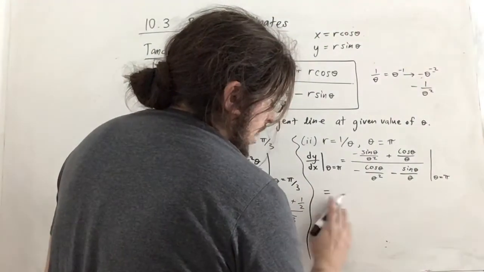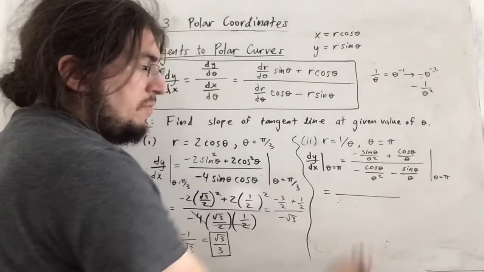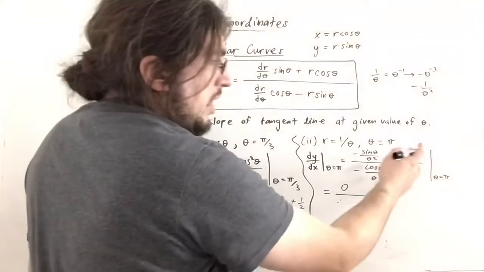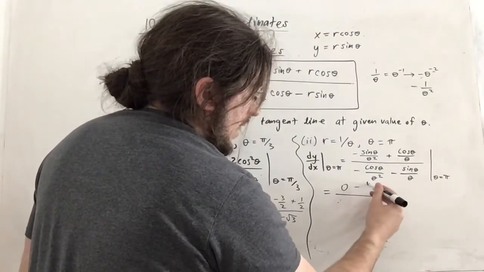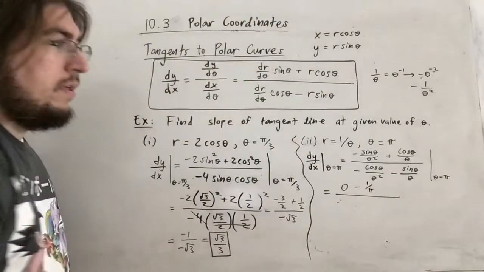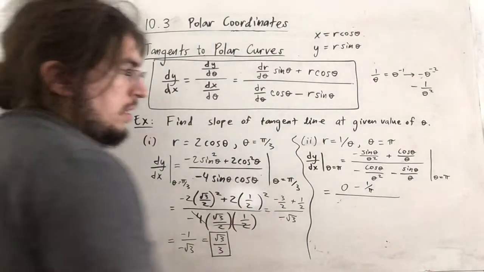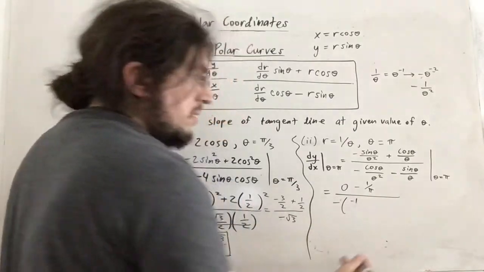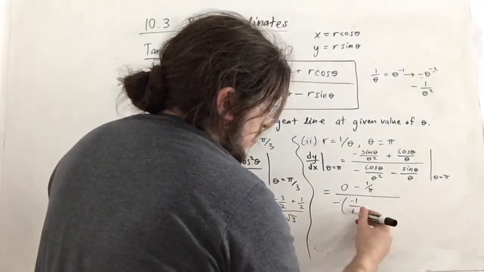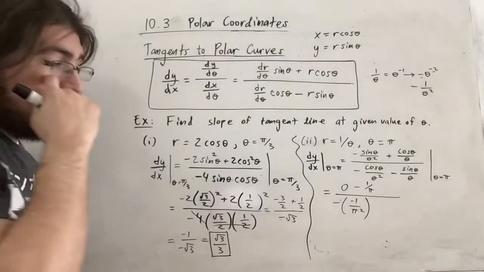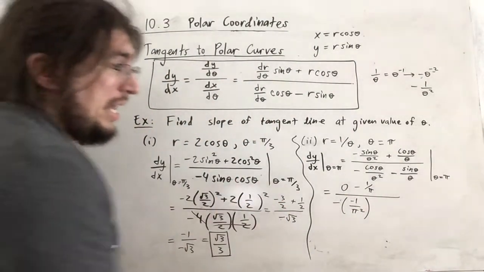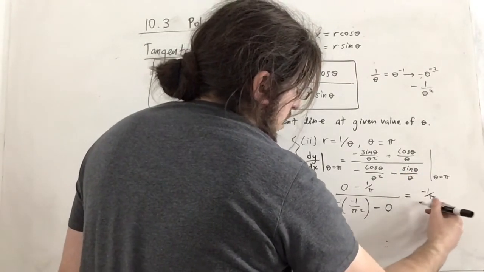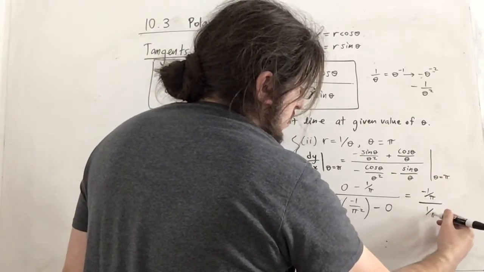So on top, I'm getting sine of pi is 0, so that's just 0, over pi squared, but it's still 0. Cosine of pi is negative 1, so it's going to be negative 1 over pi, because the top's negative 1 and bottom's pi. Here in the denominator we get negative 1, because cosine of pi is negative 1, over pi squared. So that's going to be double negative, so it's positive 1 over pi squared. And sine of pi is 0, so that's minus 0. So this all together is negative 1 over pi over positive 1 over pi squared.